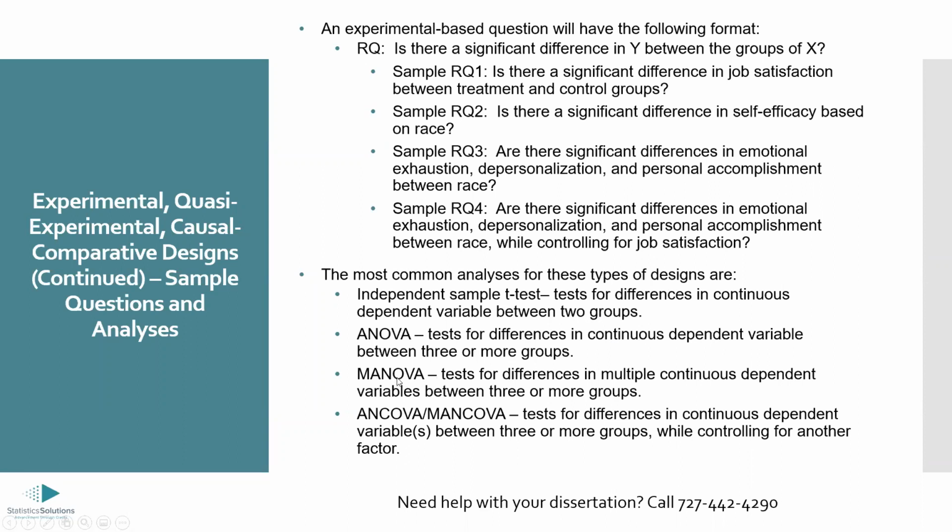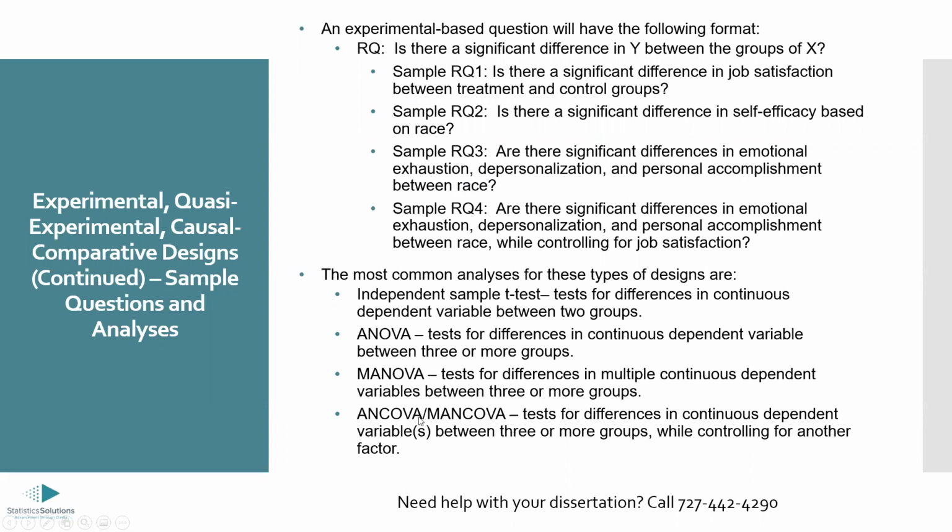A MANOVA, or a multivariate analysis of variance, is used when you have multiple dependent variables. So sample question 3 right here, are there differences in burnout? So emotional exhaustion, depersonalization, and personal accomplishment. Those are our 3 dependent variables, and race is our independent variable. So because we have multiple dependent variables, you can use a MANOVA.